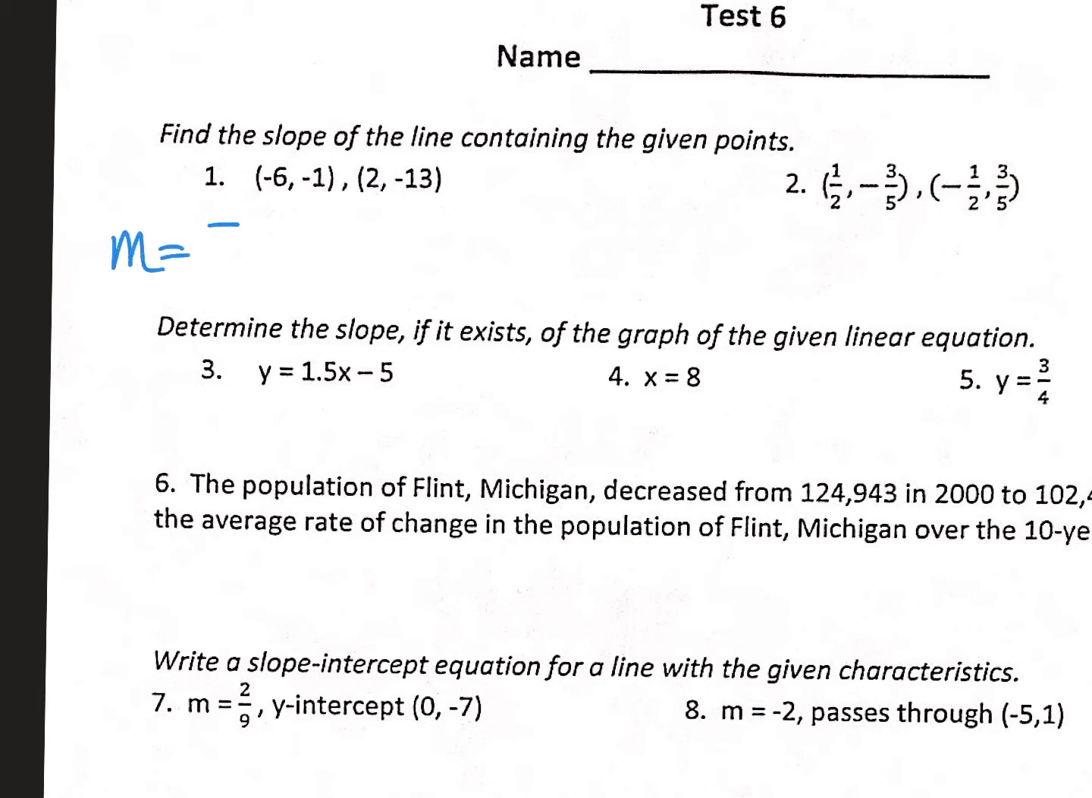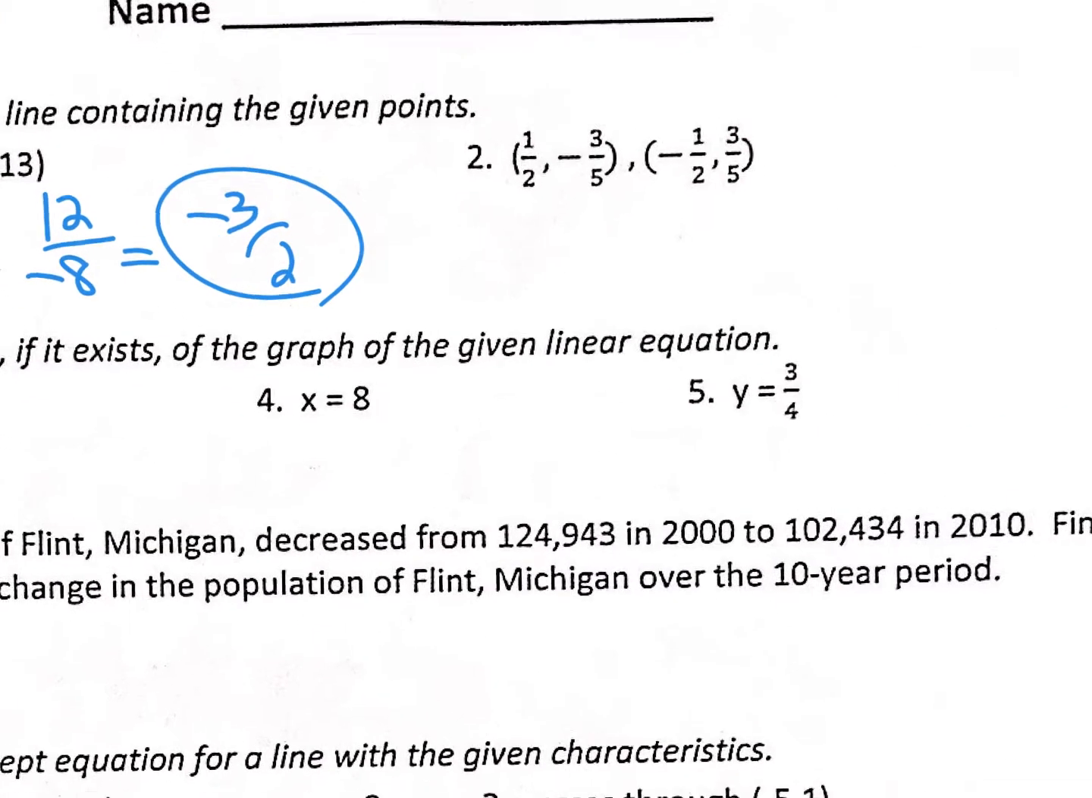Here we go. So I'm going to do -1 minus -13, and also -6 minus 2. On the top, that gives you 12. On the bottom, gives you -8. Always reduce your slopes when you can. -3/2. Number 2, same deal.